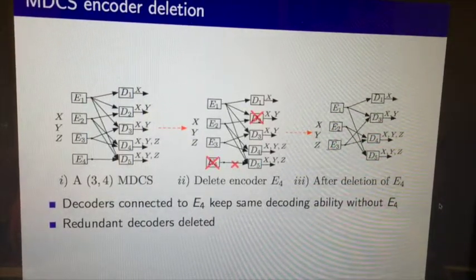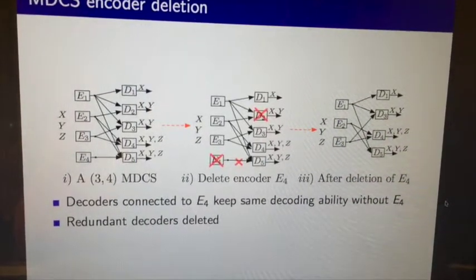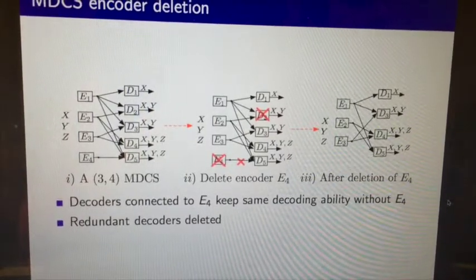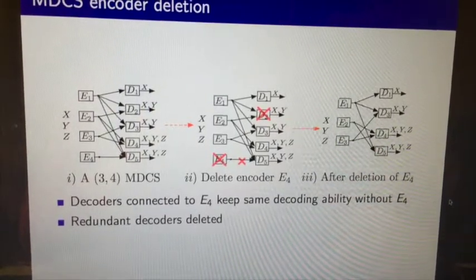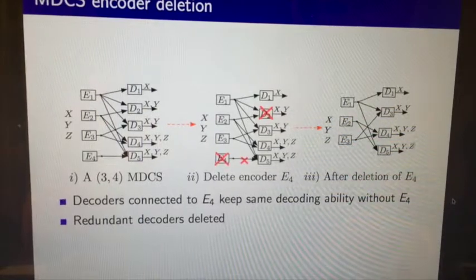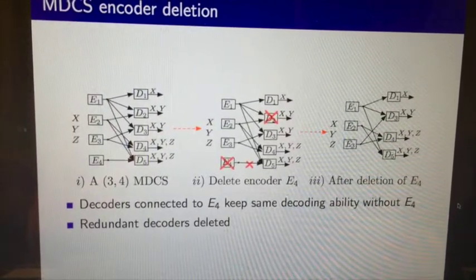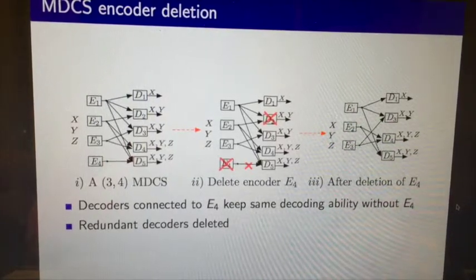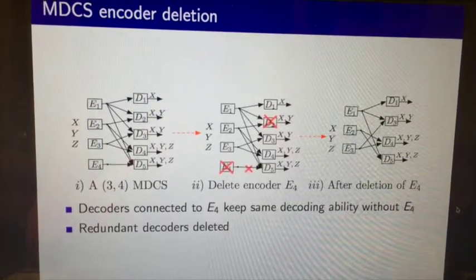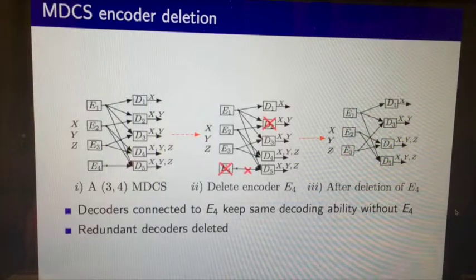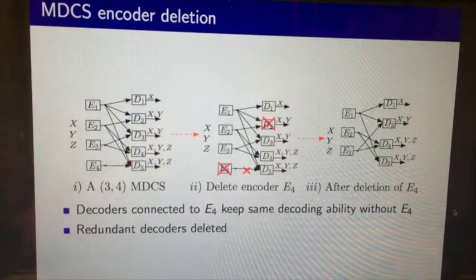Edge deletion corresponds to encoder deletion in MDCS. For example, here E4 is deleted. The decoder D5 will no longer have access to it after deletion. D2 is deleted because it is redundant after deletion, as it is implied by D5.